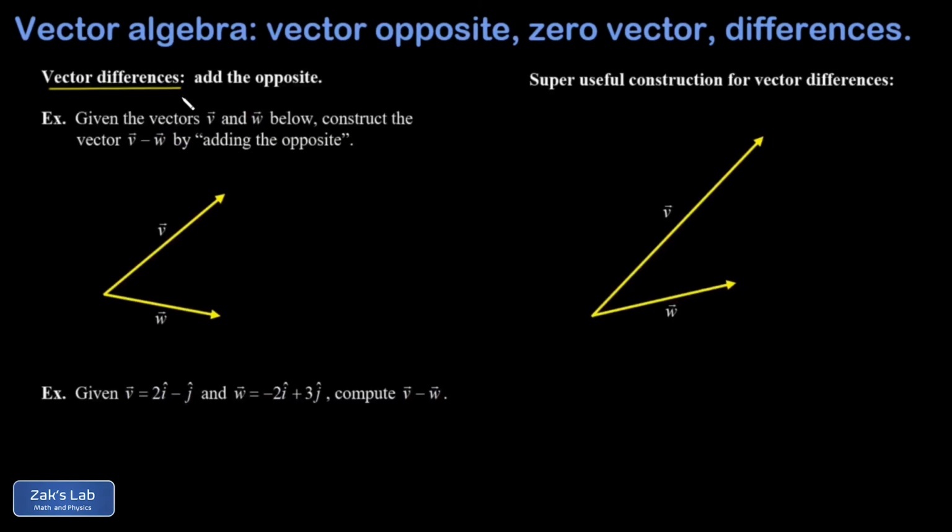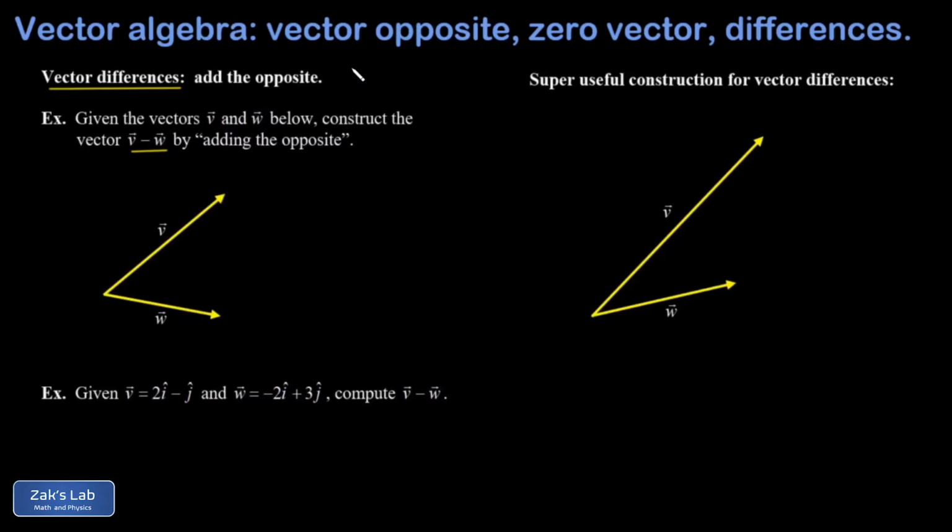Now we can use the idea of the opposite to define vector subtraction. So what do you do to find the difference between two vectors? v minus w? You add the opposite. This is exactly the same thing we do with scalars. If I told you to find the difference, 5 minus 3, I could say that I start with 5 and I add the opposite of 3. And of course I get 2 from that calculation.